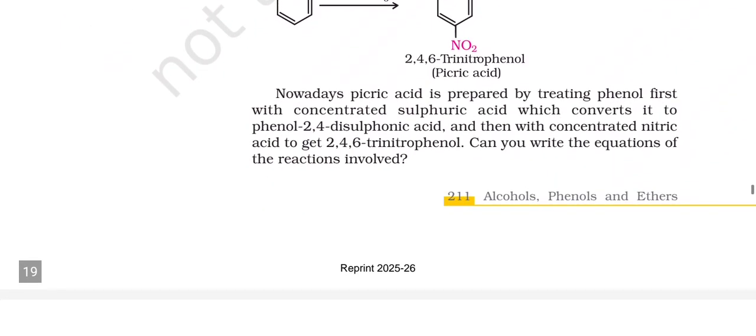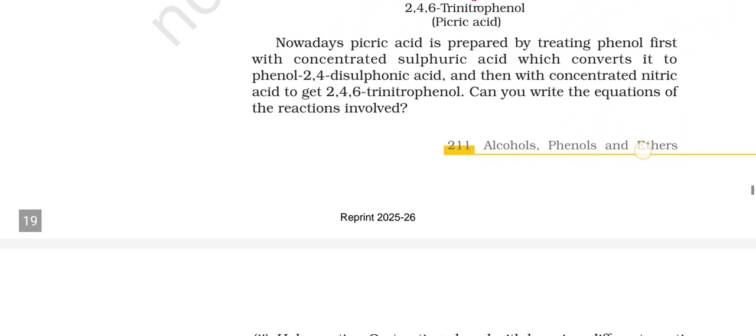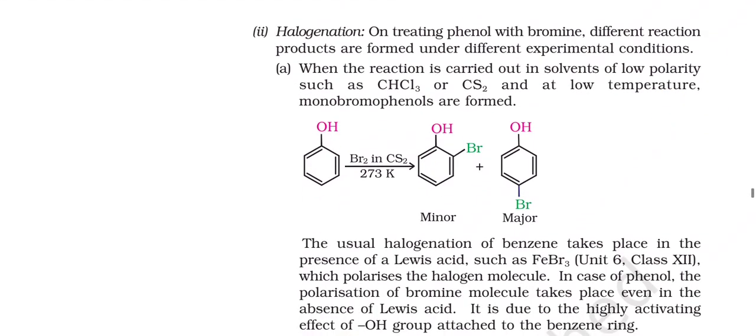With concentrated nitric acid, phenol is converted to 2,4,6-trinitrophenol. The product is commonly known as picric acid. The yield of the reaction product is poor. Nowadays, picric acid is prepared by treating phenol first with concentrated sulfuric acid, which converts it to phenol-2,4-disulfonic acid, and then with concentrated nitric acid to get 2,4,6-trinitrophenol. Can you write the equation of the reaction involved?